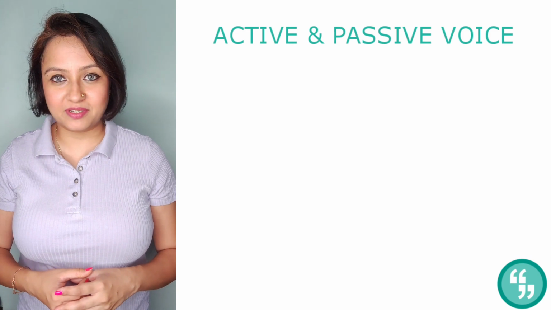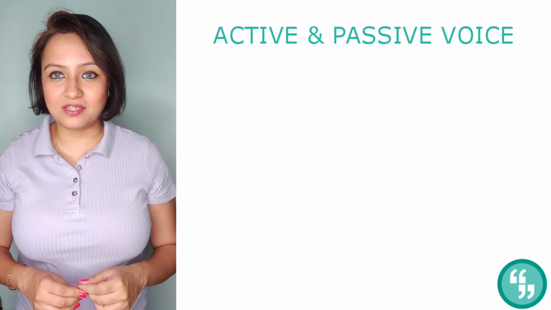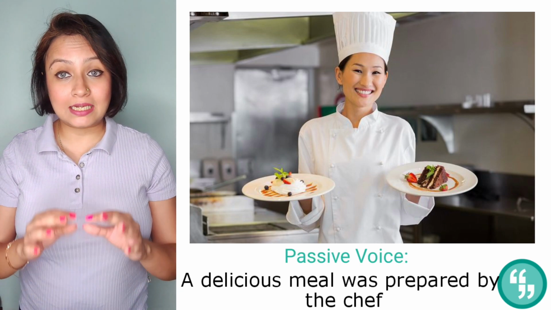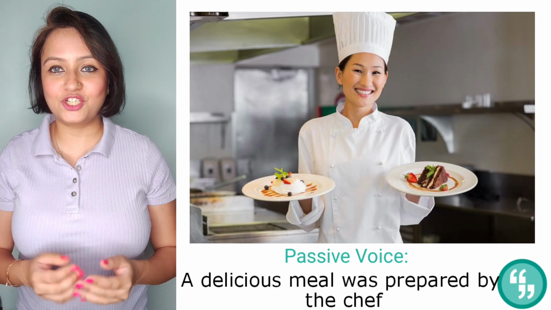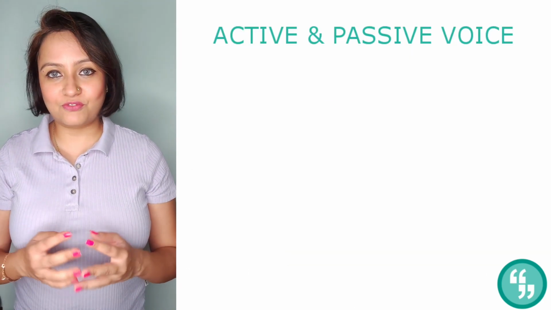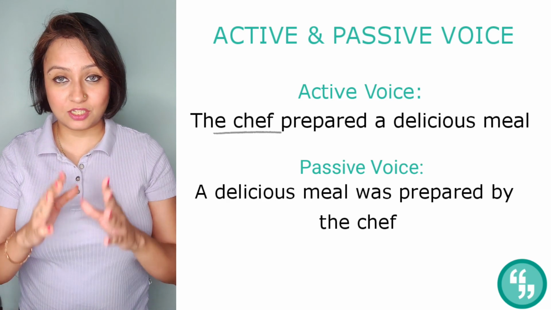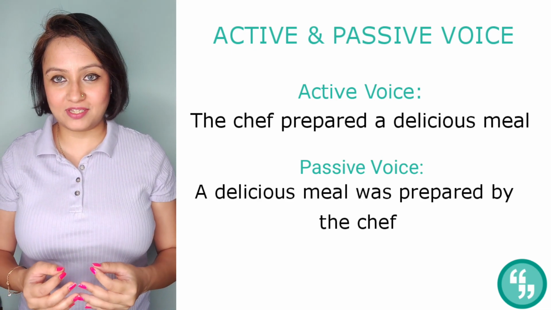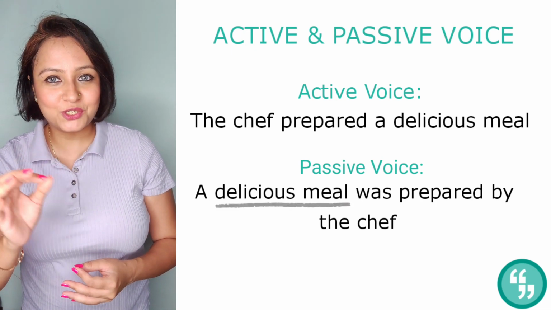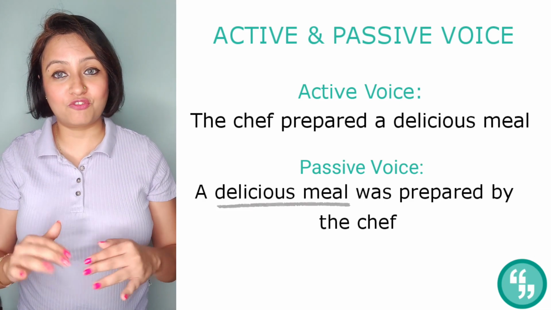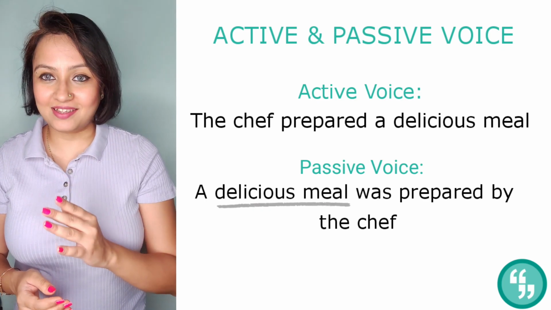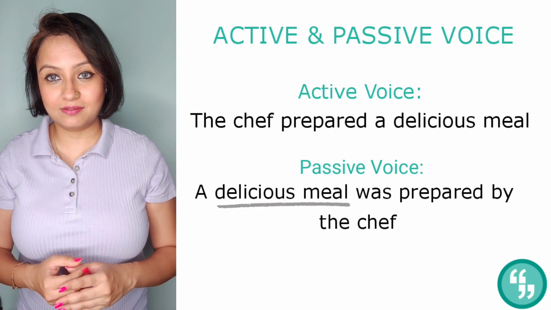Let's see two examples. 1. For active voice: The chef prepared a delicious meal. 2. In passive voice: A delicious meal was prepared by the chef. In the active voice example, the subject, that is the chef, performs the action of preparing the meal. In the passive voice example, the subject, a delicious meal, receives the action of being prepared, and the focus is on what happened to the meal rather than who performed the action.